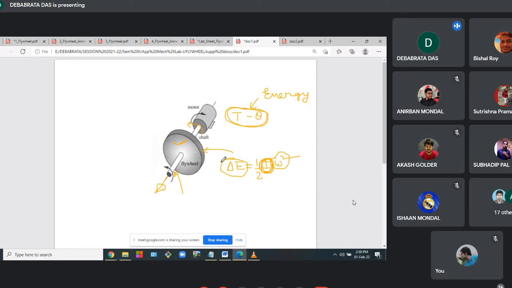Now with the same amount of energy supplied, with a high value of I, imagine the increase of speed. Will it increase to a high extent or will it increase marginally? It will increase marginally. So that is how a flywheel reduces the fluctuation of speed.